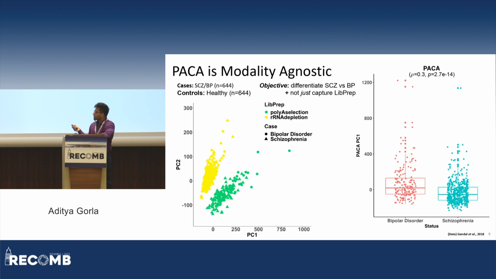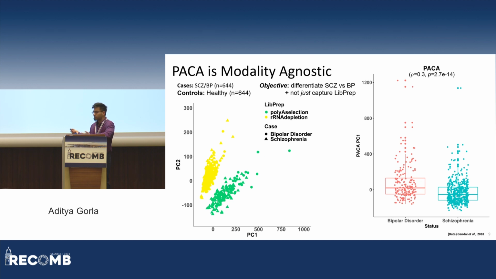But if you look at the PCA decomposition of the data, you can see that all the cases are perfectly separated by library prep type. So additionally, a good contrastive learning method should also be able to capture something more than library prep, even though library prep enriches for schizophrenia in this case. Unfortunately, CPCA does not do this.